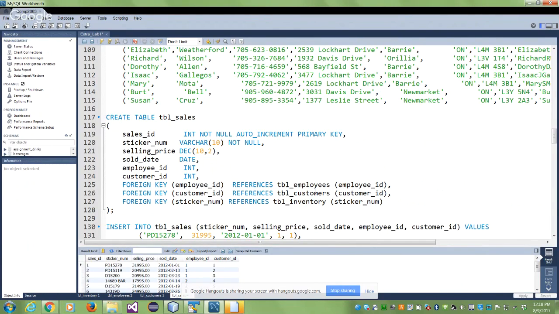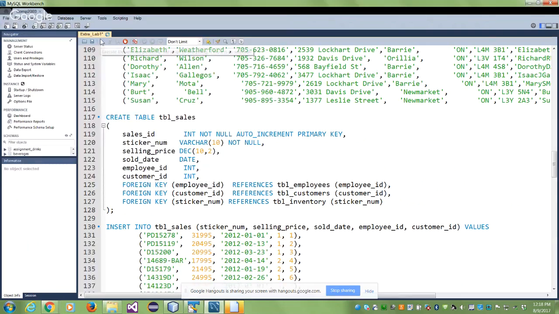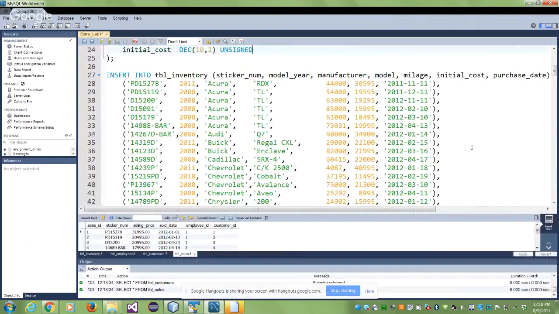The sticker number is again a foreign key here because it is referencing the inventory table. Remember, every car had a sticker number. The employee ID is referencing the employee table because it had an employee ID. The customer ID is referencing the customer table. So once I run it, I'm going to create an ERD of it so that you can open it to answer the queries.